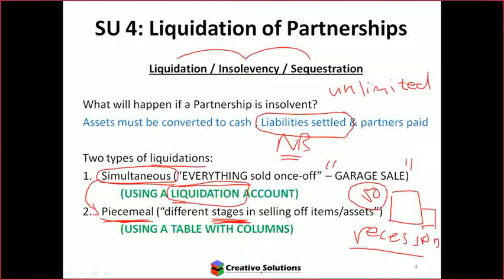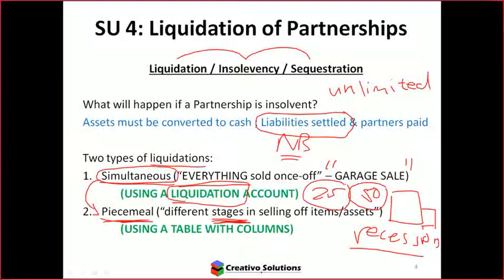Because it's a recession, the economy is down, so people won't necessarily have money, so they're going to offer you less. Correct. So in that scenario, if we're going to be liquidating the partnership, we might not even get close to 50. We might only get 25. Are the partners going to be happy with that? No, not at all. Definitely not.